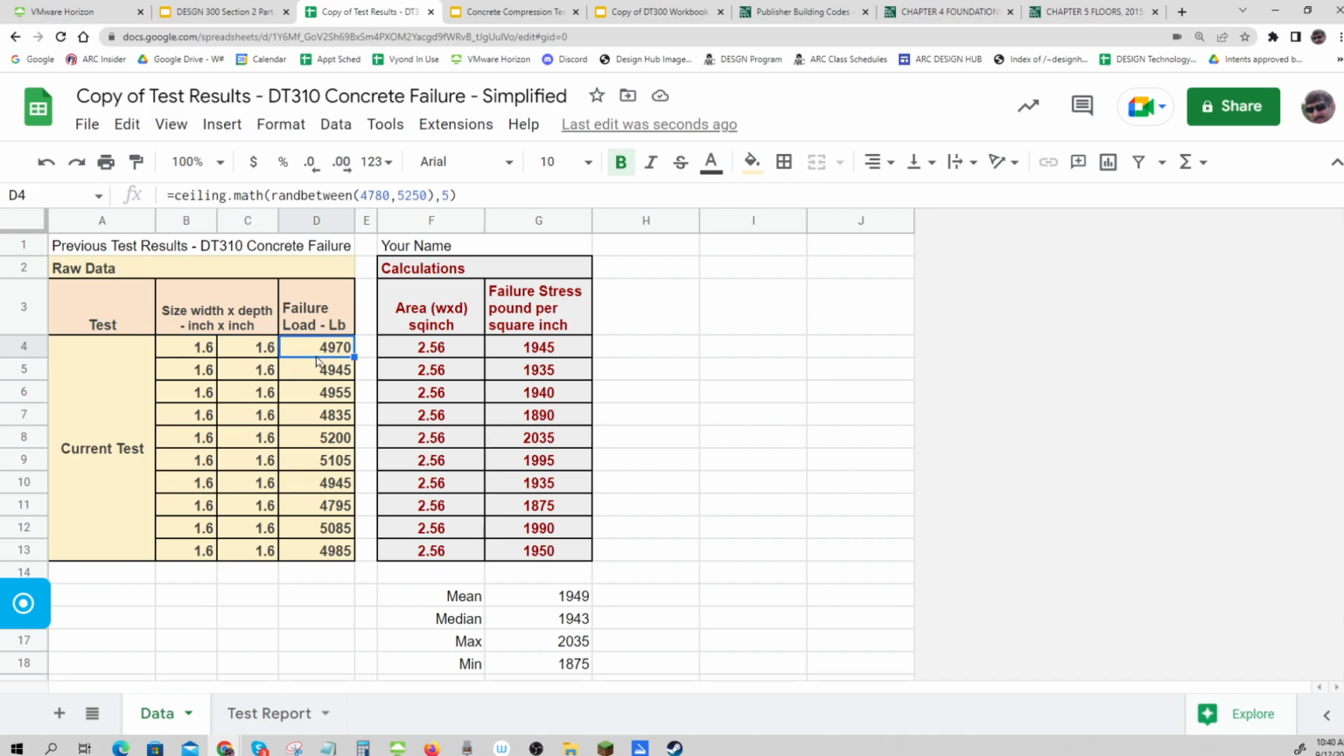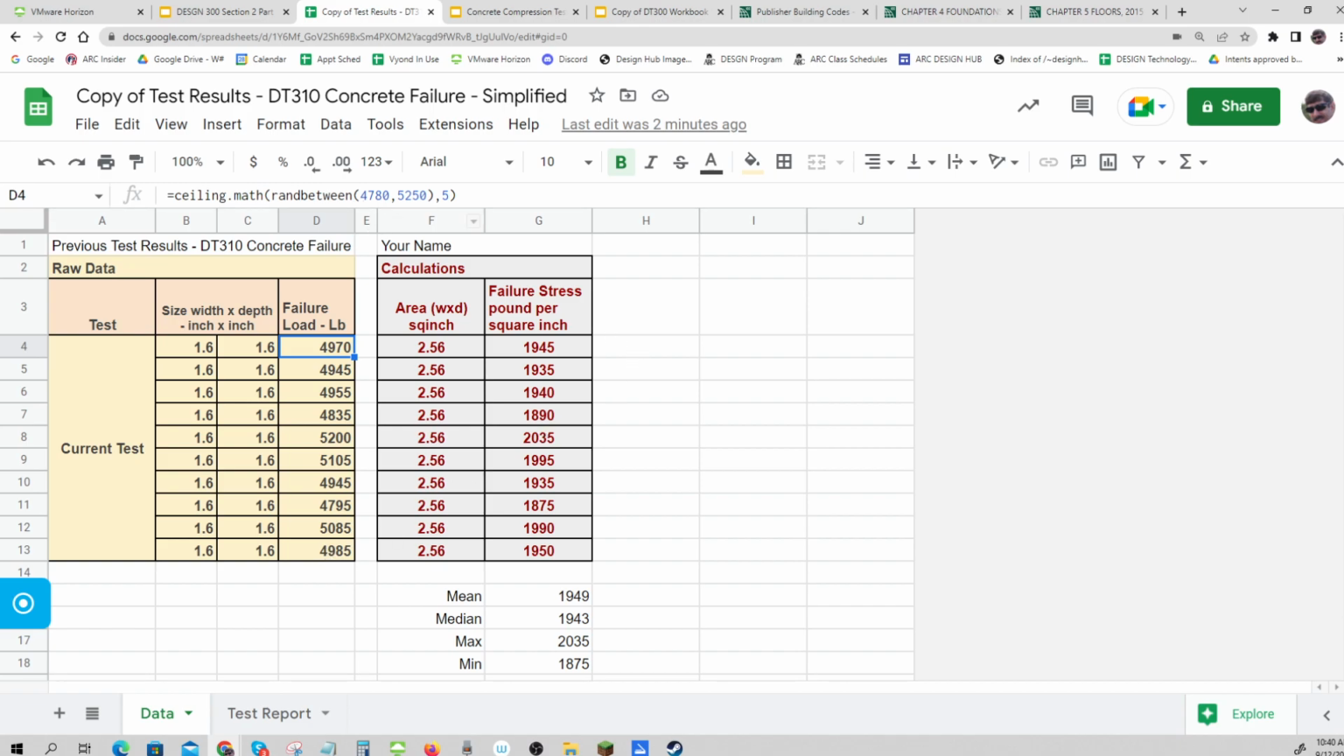And then the failure load is done with a compression tester. In our case, we used an Interpack hydraulic ram that measures the load in pounds, and it broke when we put 4,970 pounds on it, 4,945, and so on and so forth.